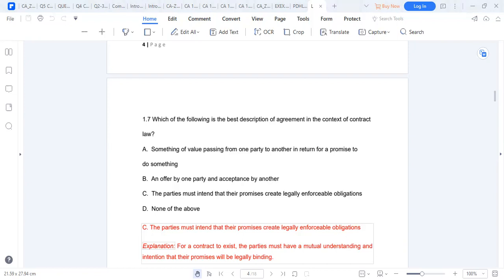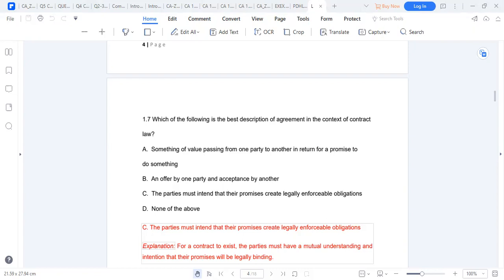From your understanding, which one is it? Okay, let me expand on each of them. Part A, something of value passing from one party to another in return for something. This statement simply talks about consideration, which is an essential element of a contract.